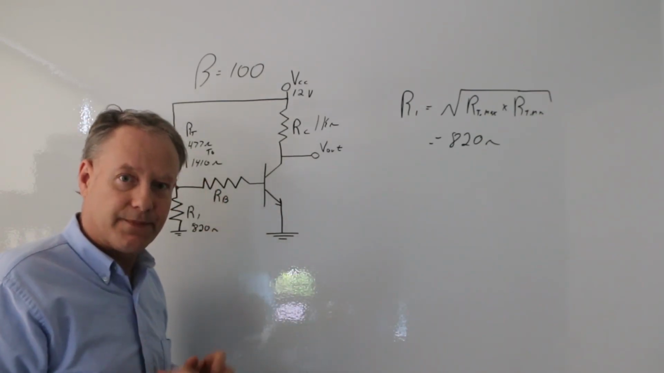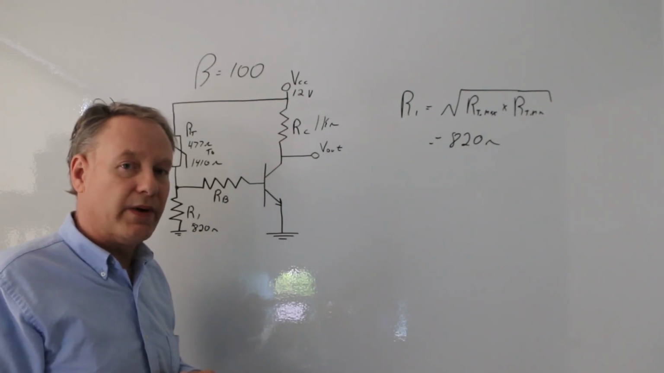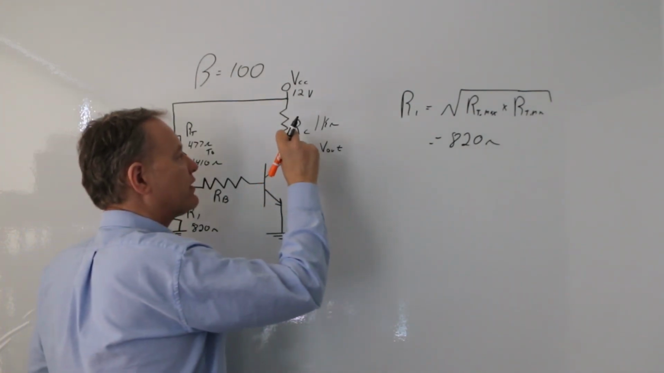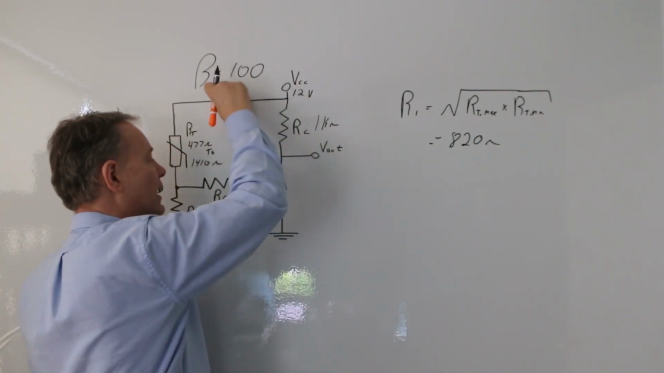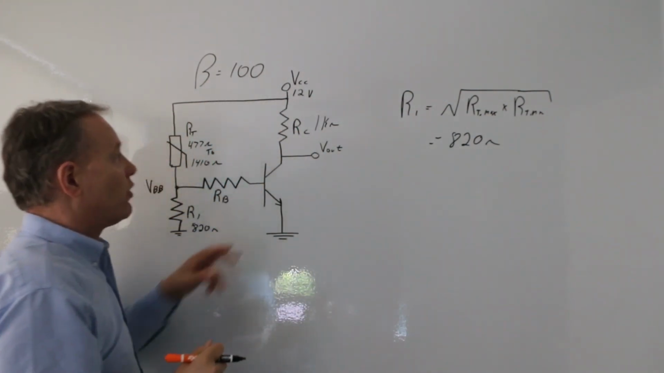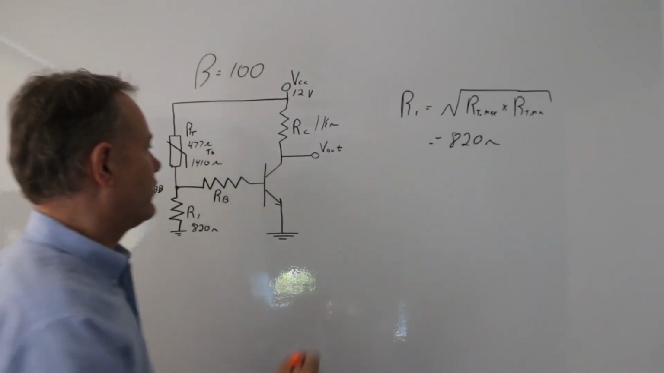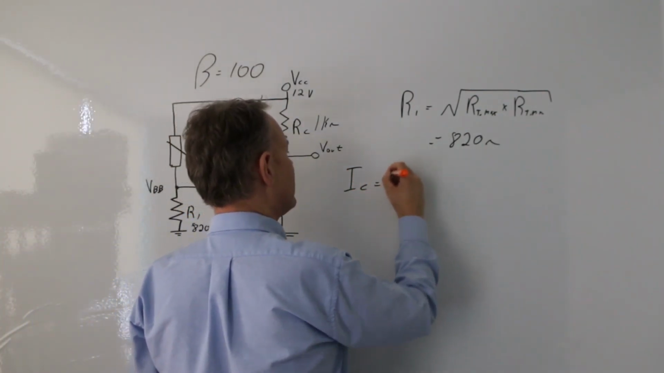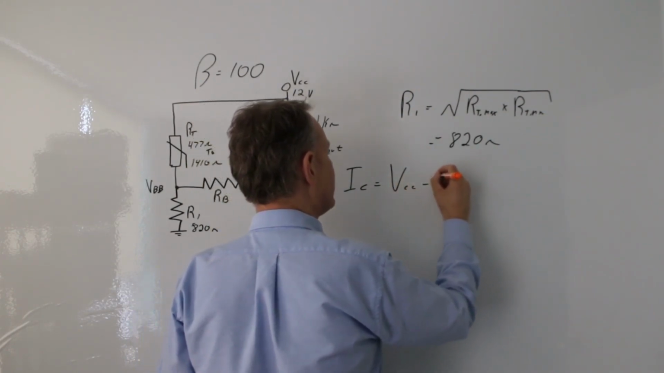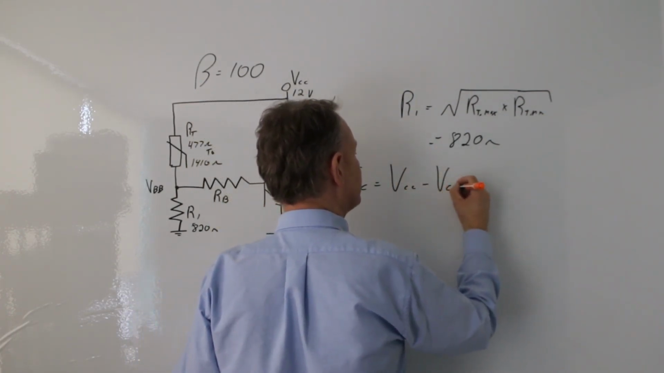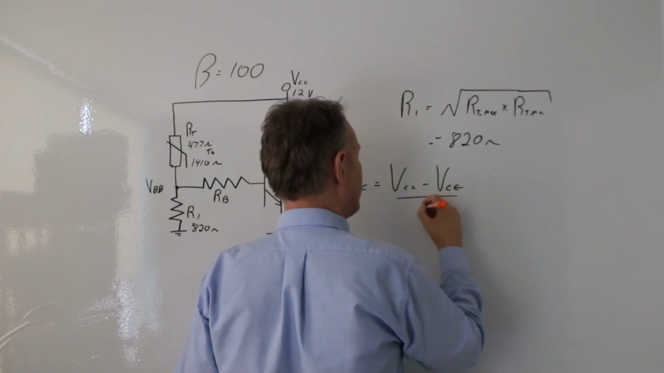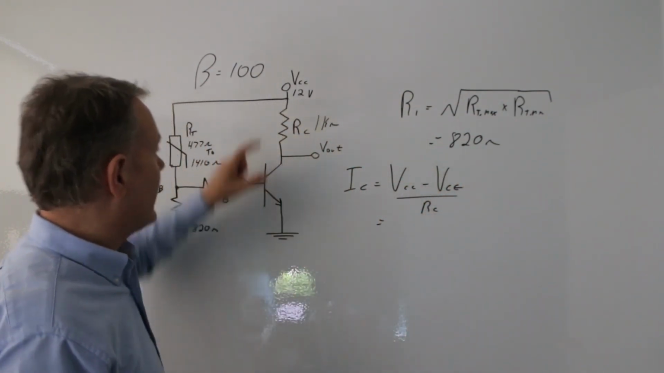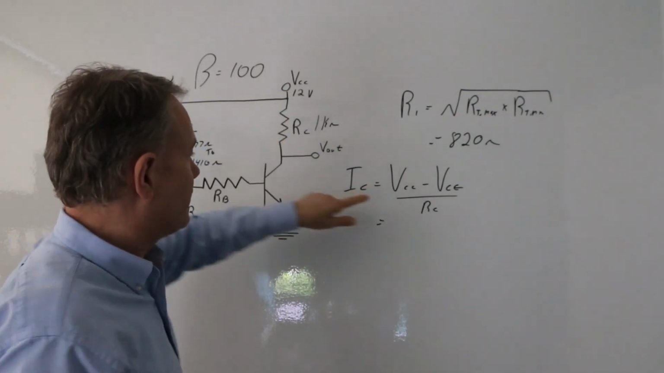It's a balance. Okay, so to do that, what we need to do next is figure out how much current we need to go through here, using the gain, to figure out how much current we have here. So that's easy. To calculate the current through here, I'm just going to go back to this formula where IC equals VCC minus VCE divided by RC. That's just Ohm's law. I need the voltage drop across this, and that's what that looks like.